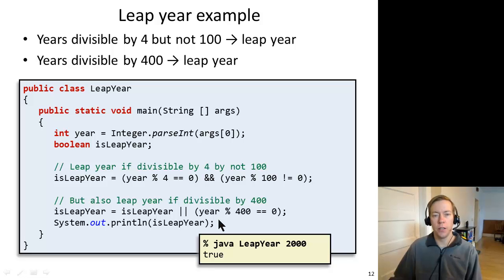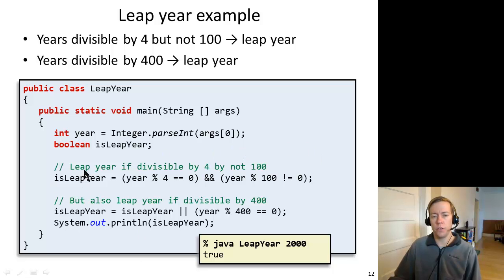You may think leap years are just years divisible by 4, but it's more complicated. If it's divisible by 4 but not 100, it's a leap year. Except if it's divisible by 400, then it is a leap year. I don't know. Are you confused? I'm confused. But here's how you could do that.